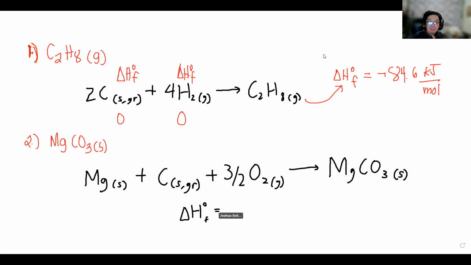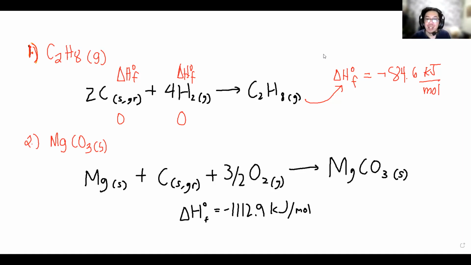Good. Okay, interpret that now. When you mix magnesium, graphite, and 3/2 mole of O2, you will produce one mole of magnesium carbonate, 1112.9 kilojoules per mole. Correct. So, this is highly exothermic. It means the formation of magnesium carbonate is highly exothermic.